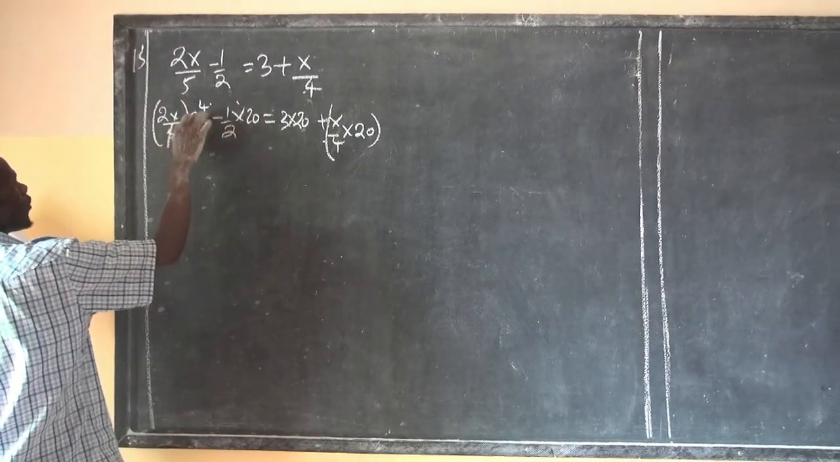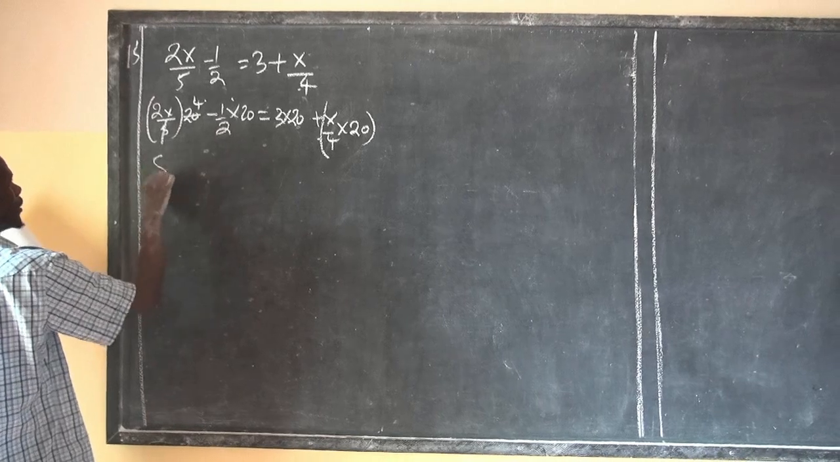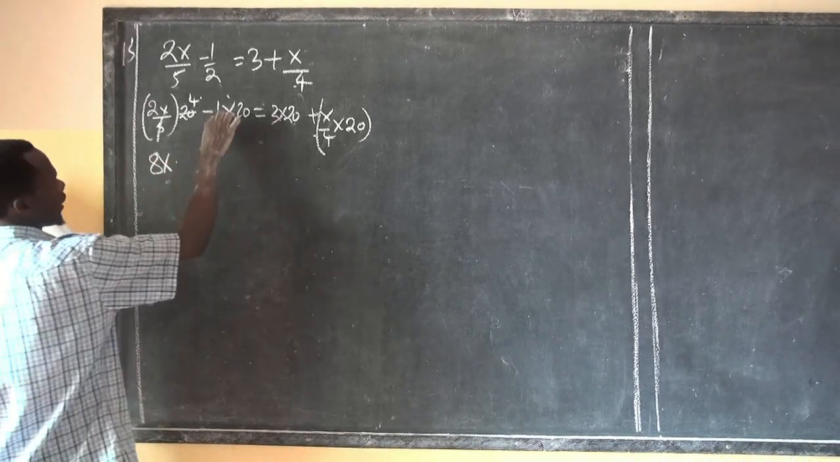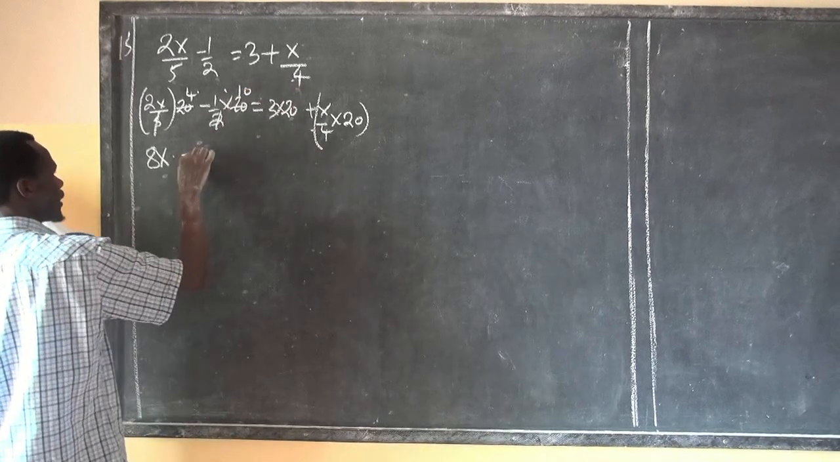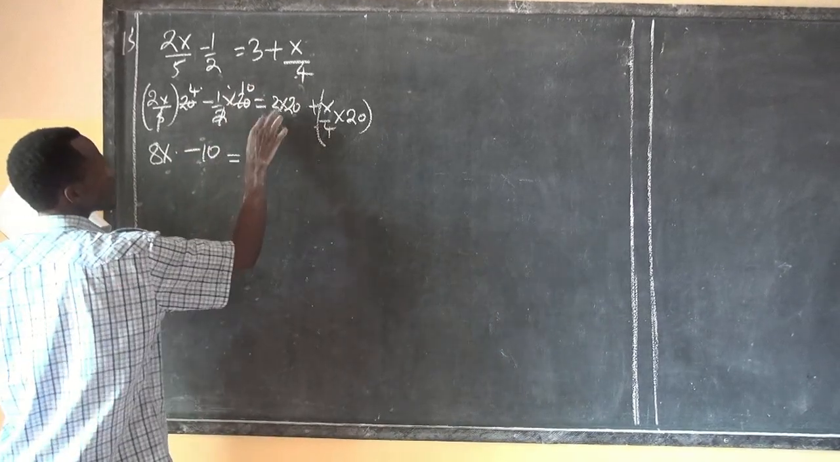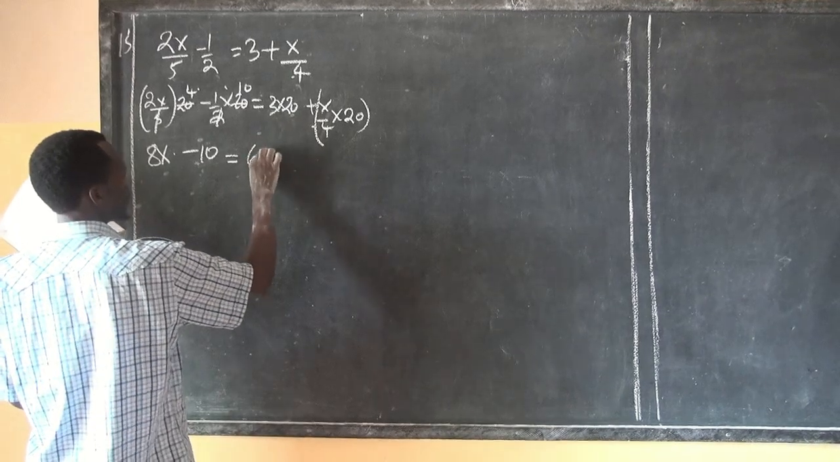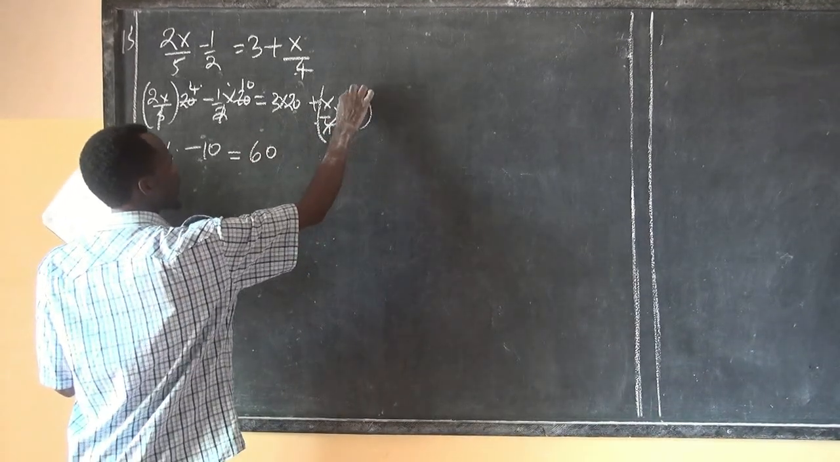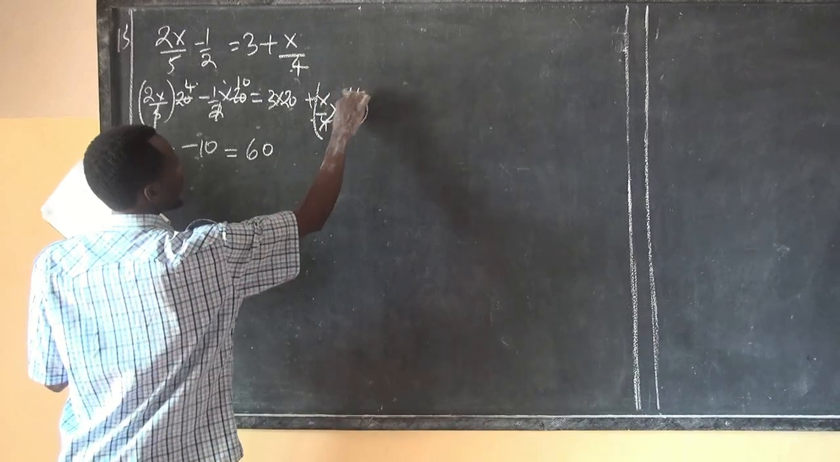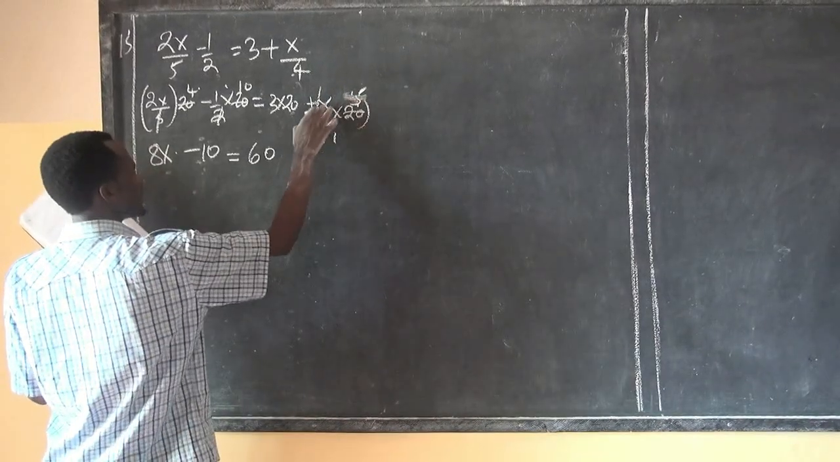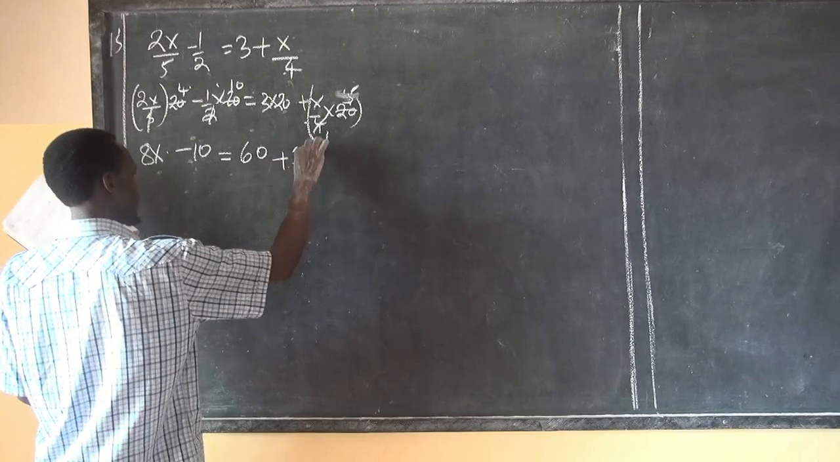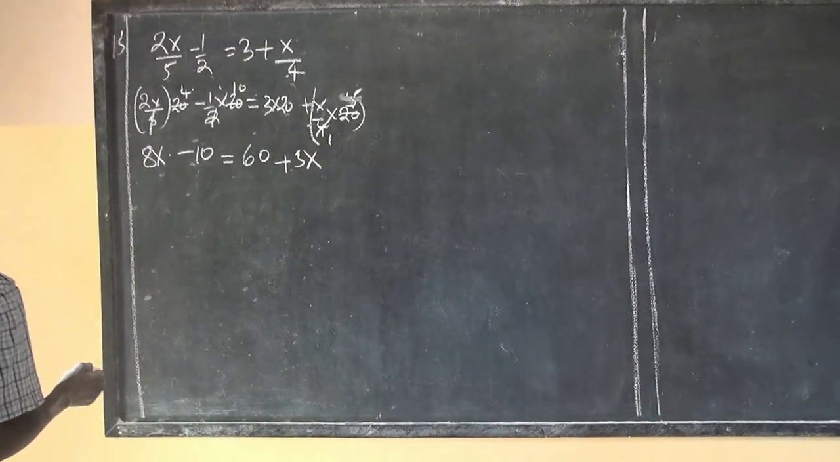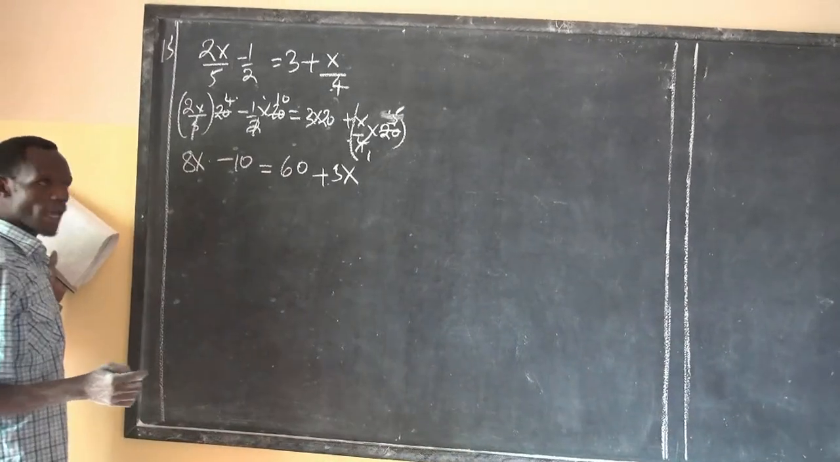Here it is 4. 4 times 2x you get 8x. Now let us simplify here: 10 minus 10 is equal to 3 times 20, which is equal to 60. Now here it is 5. 5 times x you get 5x. After there, now we collect the like terms.